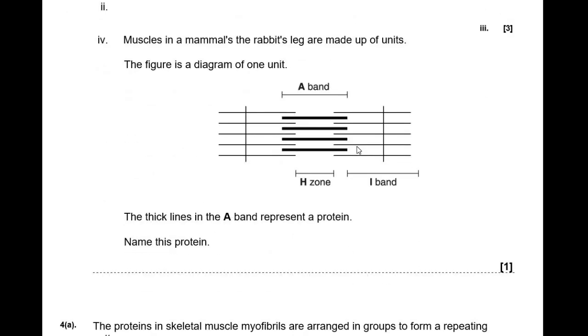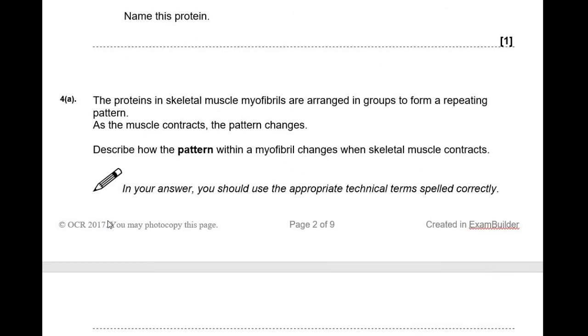Next question. This is a really common kind of question that you're likely to get: some kind of image, or they might give you a photomicrograph, a real image of the sarcomeres. The thick lines in the A band represent a protein, so name that protein. Okay, then I'm going to move on.